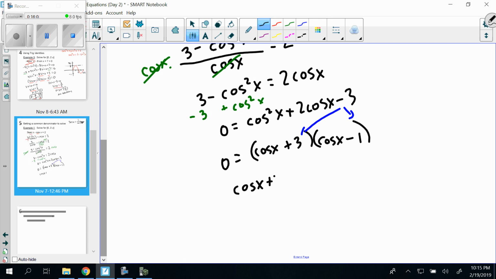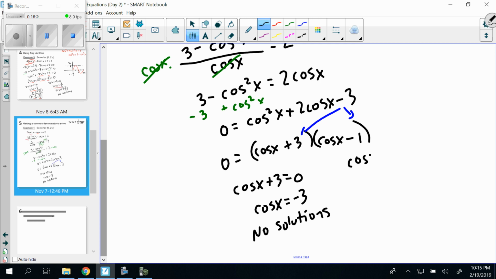So we got cosine x plus 3 equals 0. That means cosine x is going to have to equal negative 3. That's not going to produce any solutions, though, because we know that the range of cosine x is between negative 1 and positive 1. So that one won't produce any solutions. You can try inverse. It won't give you anything on your calculator.